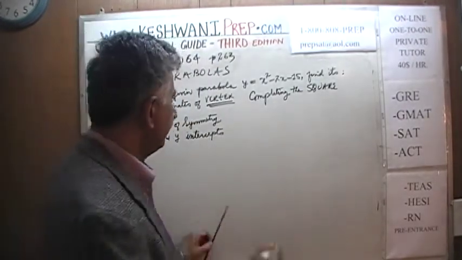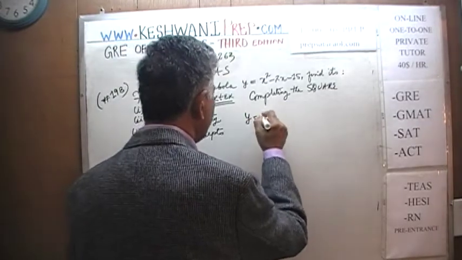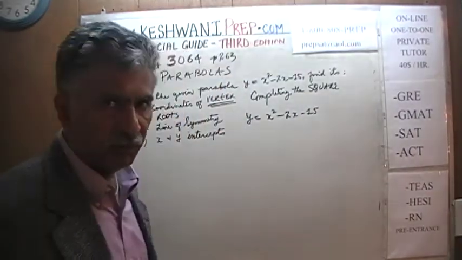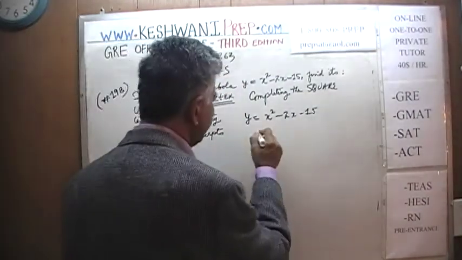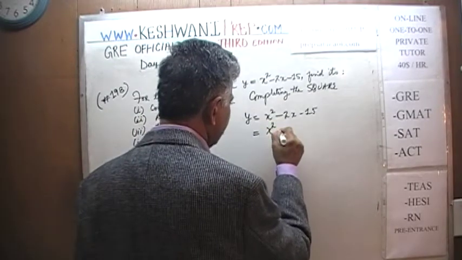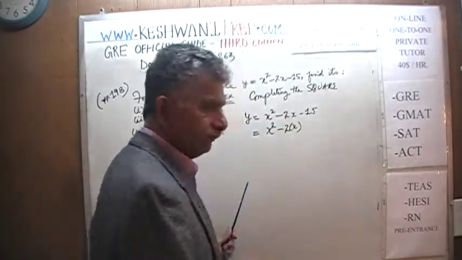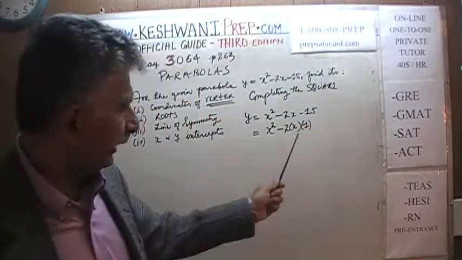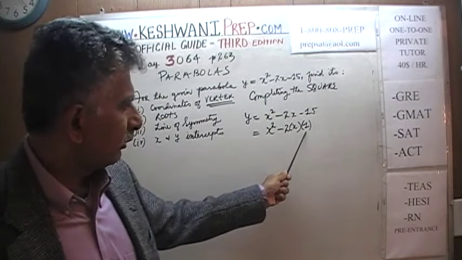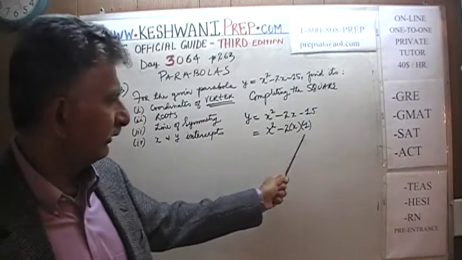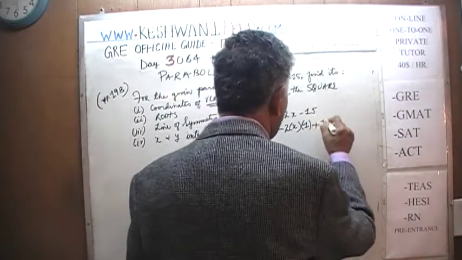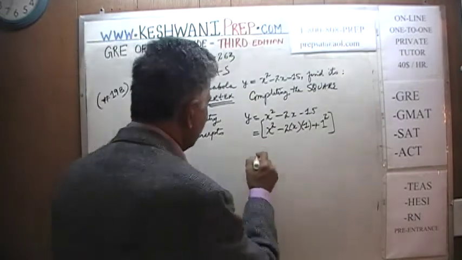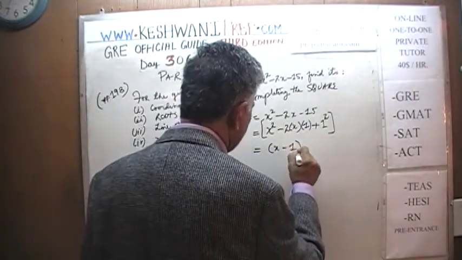So let's do that. We have the equation y equals x squared minus 2x minus 15. I'm not going to explain too much. If you need explanations, watch the previous videos. We're going to complete the square. This x squared is already a square. Then minus 2 times x times 1, because 2 times x times what quantity will give us back the 2x we're looking for? Obviously 1. And then we have 1 squared. This whole thing is a perfect square.